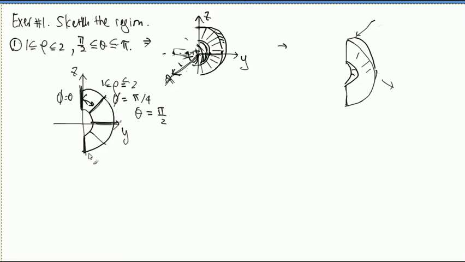So that it can describe things like this. Other than that, it just continues, covering all that. So phi has to stop at pi. That's usually what they mean by that. So this one is rotated between pi over 2 to pi. That's a good way to look at it.